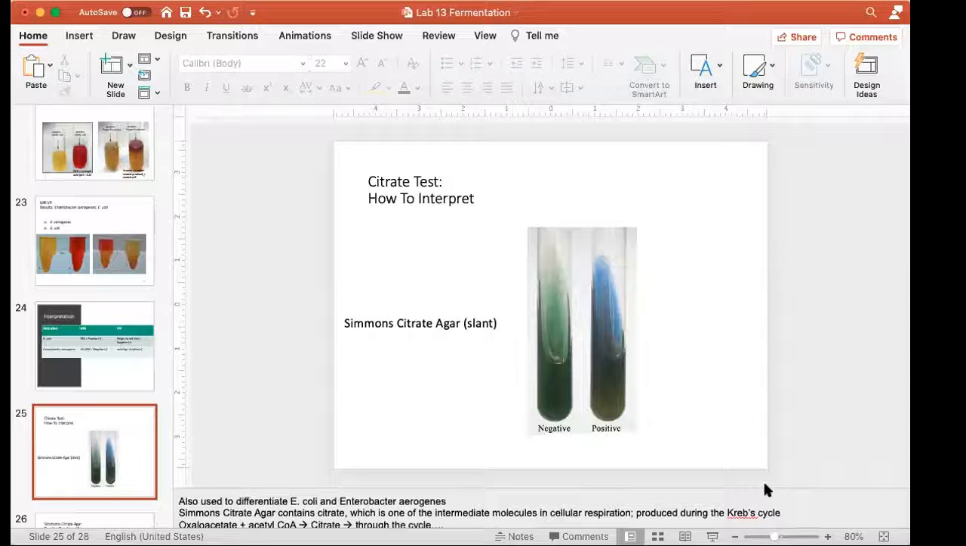So let's take a look at some results. For the organisms that we're using today, those 5 organisms I listed, once again, the most interesting results are between Enterobacter and E. coli. These 2 organisms can be hard to tell apart. It turns out that they also have different results on this citrate test.